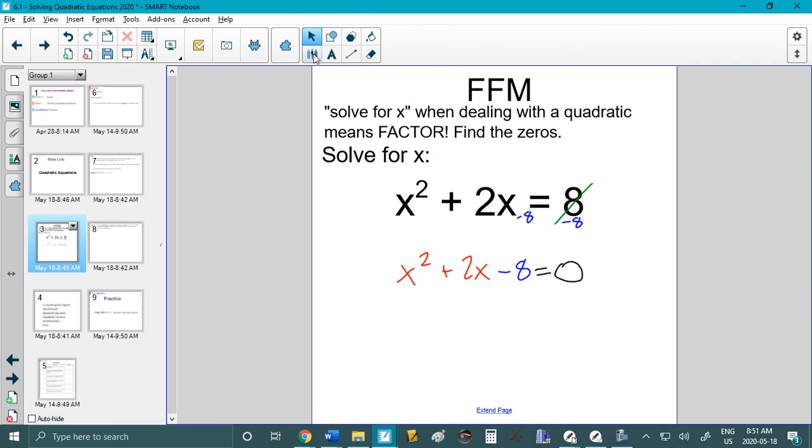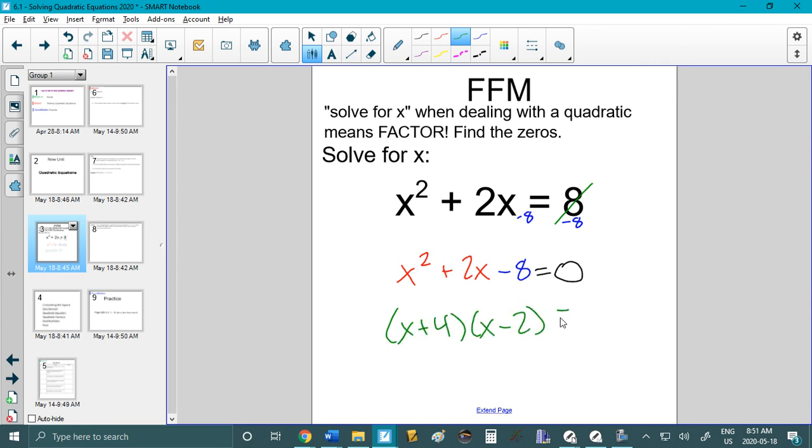And now we got to factor it. We need two numbers that multiply to -8 and add to 2, and we have x plus 4 and x minus 2. If you don't believe me, you can FOIL and check it, but we're not done yet. Now we would say, therefore, x equals -4, because remember, we have to change the signs when we find the zeros, and +2. So we solved it.